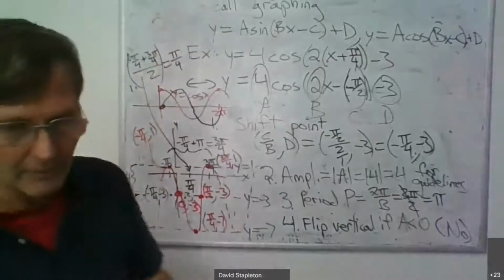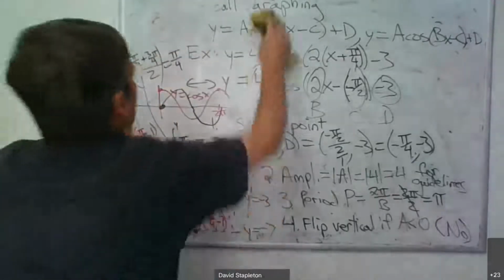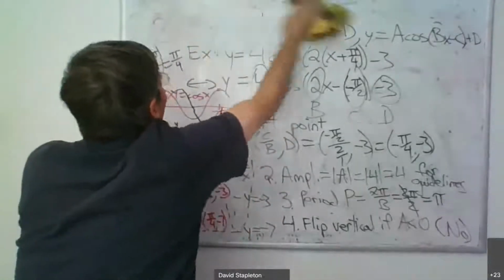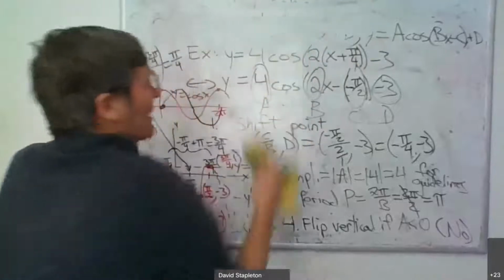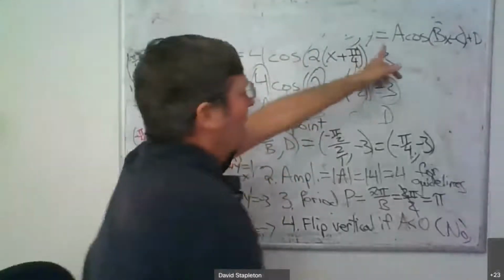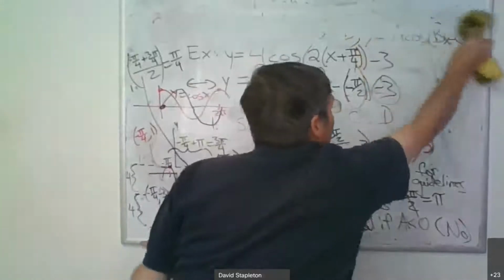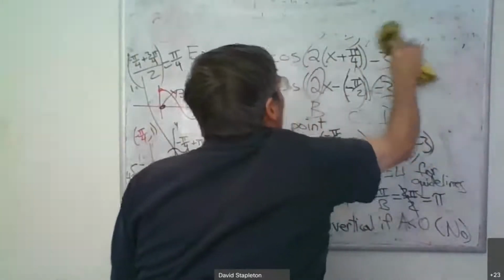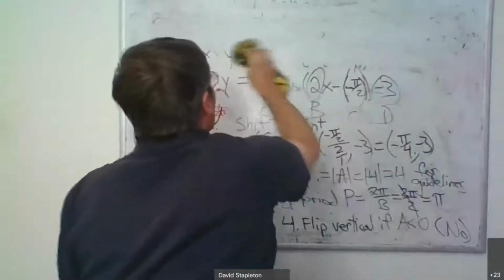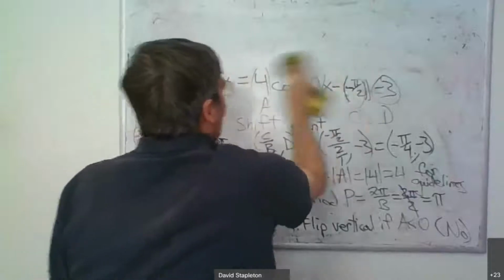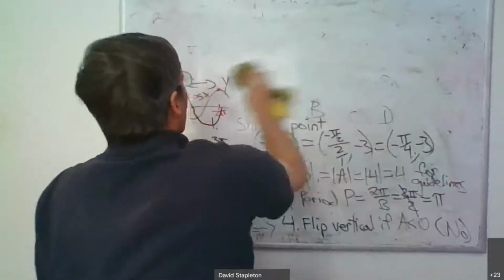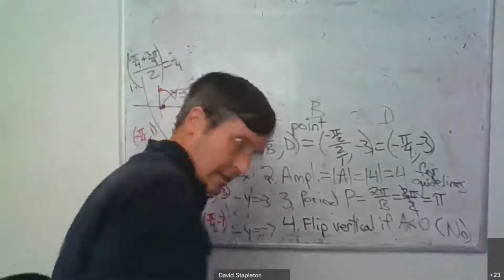All right, let's see if I can erase this. Now, this red pen erases terribly. But that's how you graph any graph: a sine bx minus c plus d or a cosine bx minus c plus d.